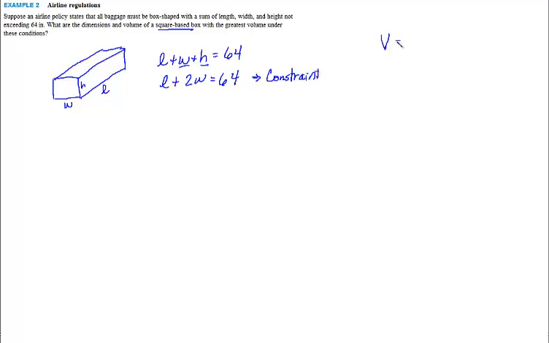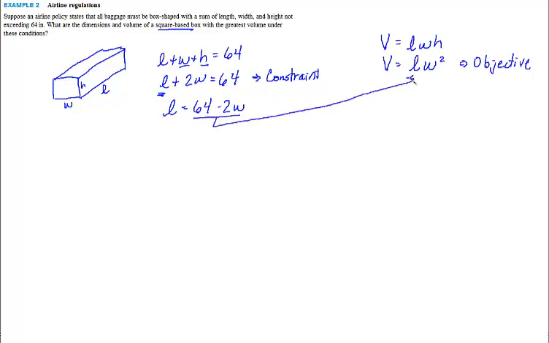My objective function is volume equals length times width times height. I'm making this length times W squared so I can reduce the amount of variables. Then this would be my objective function. Next, what I need to do is get this all in one variable. It looks like if I wrote this as L equals, it wouldn't be too bad. I'm going to plug that in, this chunk right here. Plug it in there for L. So I'll get volume equals 64 minus 2W times this W squared. And my volume function is then 64 W squared minus 2W cubed.